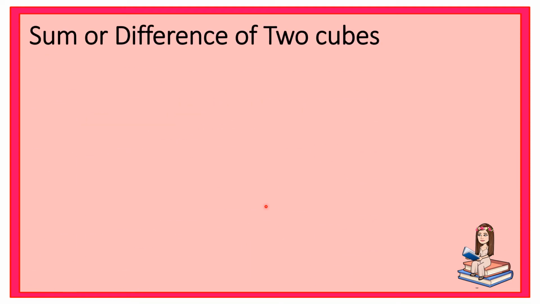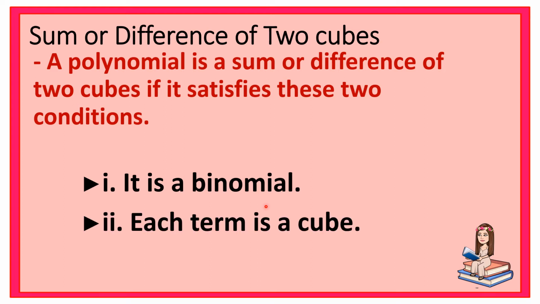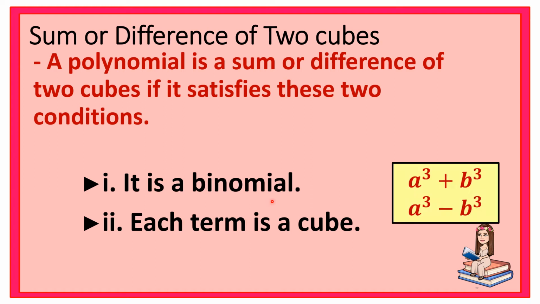Next, what if we have sum or difference of 2 cubes na? So, una, kailan natin masasabi na difference or sum ng 2 cubes yan? First, it should be a binomial. Dalawang terms dapat. Next, each term should be a cube. Sabihan, perfect cube yung unang term, perfect cube din yung pangalawang term. Okay? Katulad nito, a cube, this is a perfect cube. B cube is also a perfect cube. This is a binomial. And it could be plus, it could be minus. Kasi it could be sum, it could be difference.